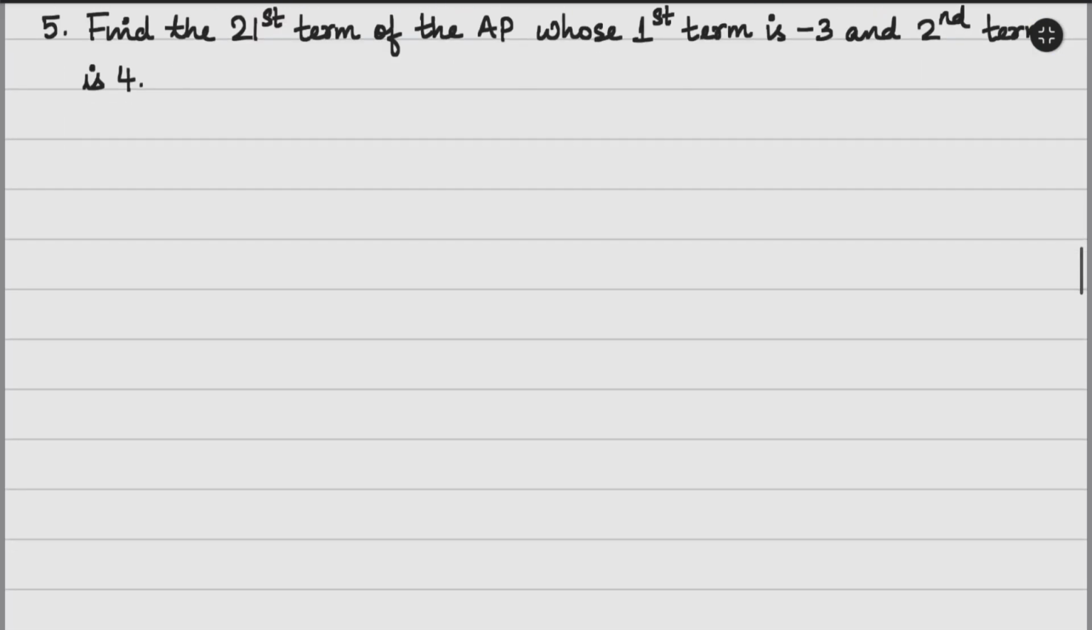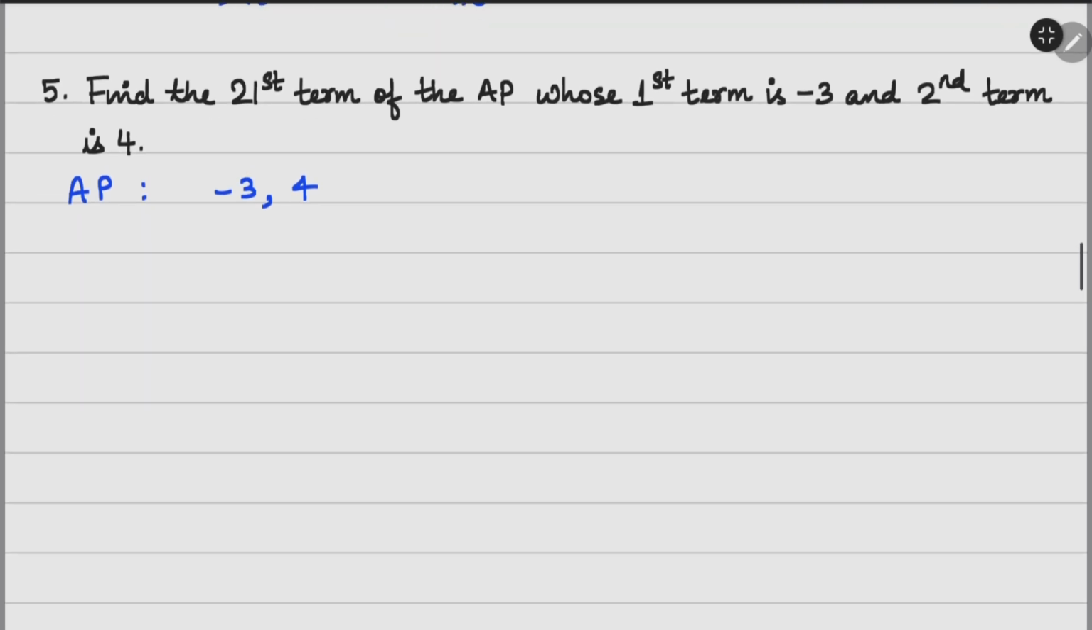Find the 21st term of an AP whose first term is minus 3 and the second term is 4. Okay, so in your AP, the first two terms are given to you. The first term is minus 3. The second term is 4. Correct? So your A is minus 3. What is your D? Second term minus the first term, which is 4 plus 3, that is equal to 7.